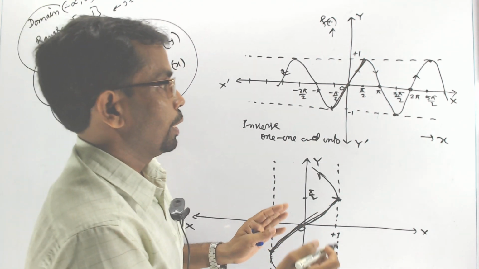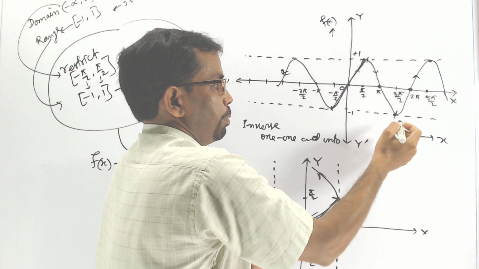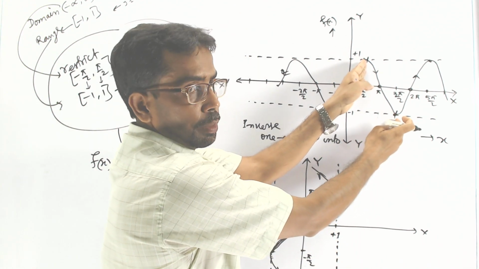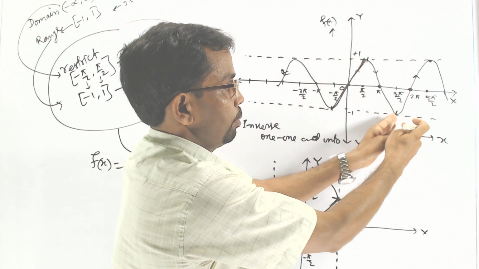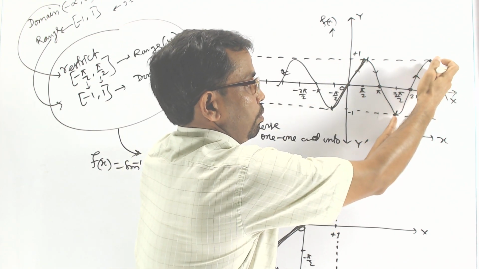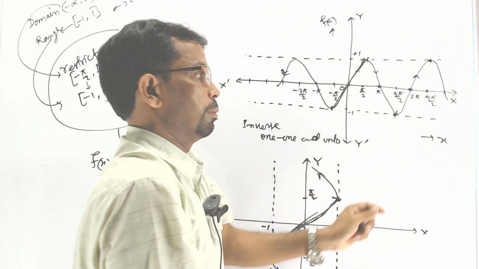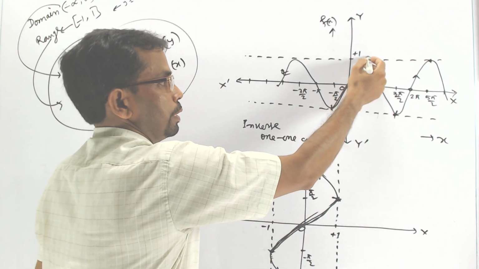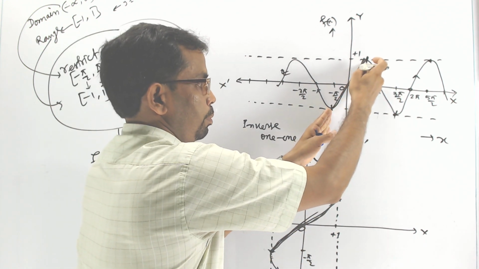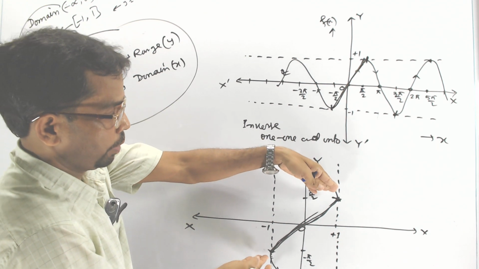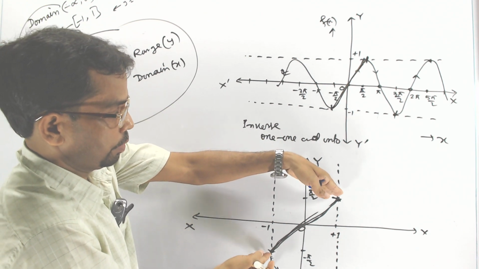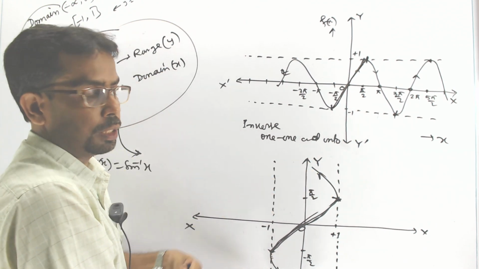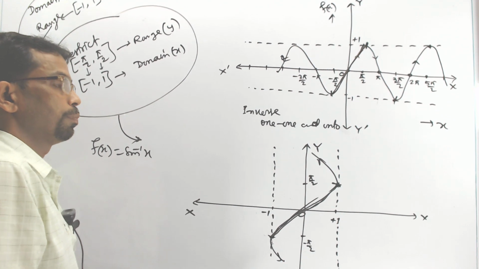Then again, between pi by 2 and 3 pi by 2, if we take this domain, the function will also have an inverse. Then between 3 pi by 2 and 5 pi by 2 also the function will have an inverse. But we will not go to that part. We are only going to take the restricted domain between minus pi by 2 to plus pi by 2, and then we get the principal value branch of the inverse function like this. This is the portion which is called the principal value branch of the inverse function.